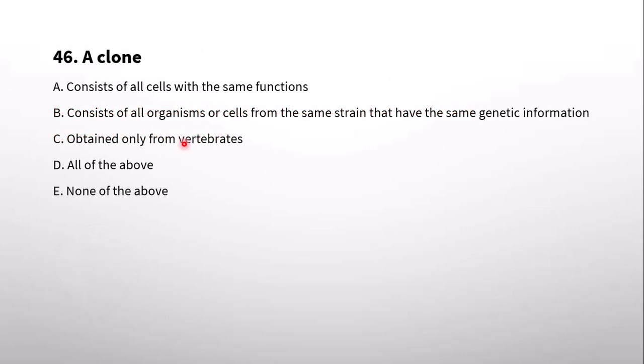46. A clone. A consists of all cells with the same functions. No. B consists of all organisms or cells of the same strain that have the same genetic information. Yes. Only obtained from vertebrates. No. B. Same strain, same genetic information. Clone.